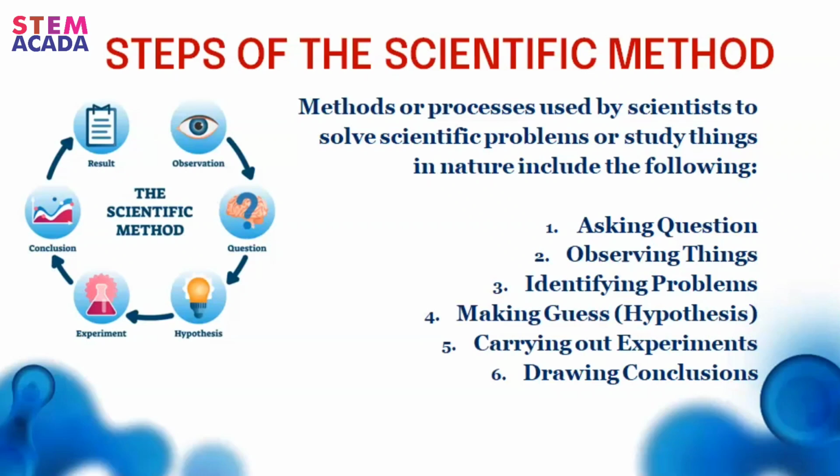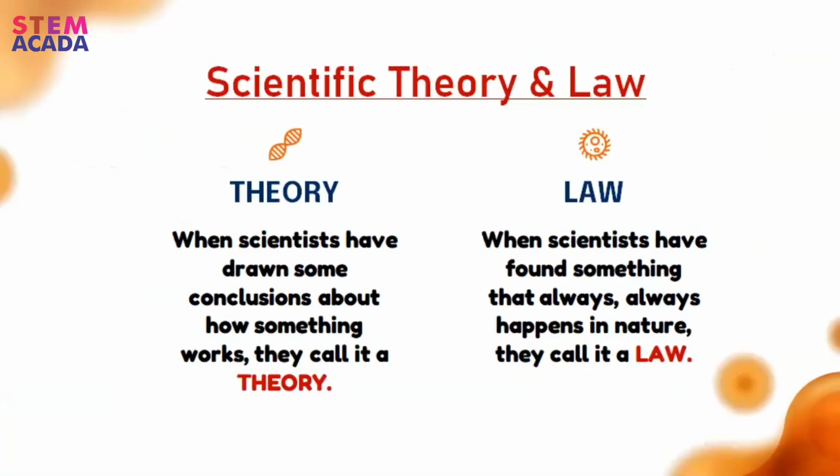But wait, there is more. When scientists have enough evidence to support their ideas, they call it a theory. So a theory is the conclusion that scientists have drawn about how something works. And when something in nature always happens, it is called a law.